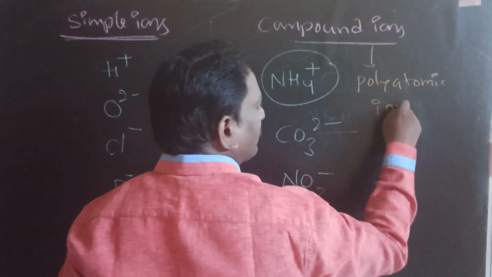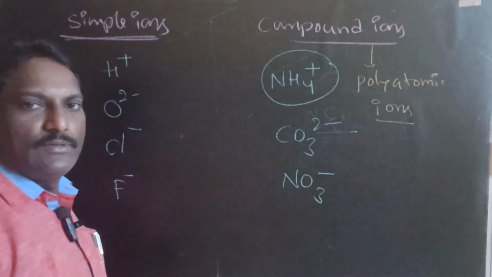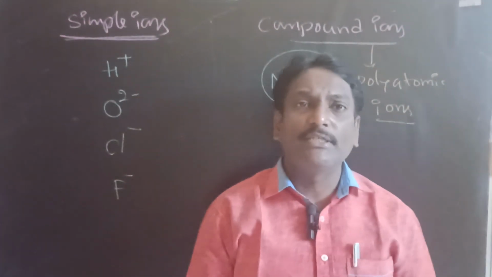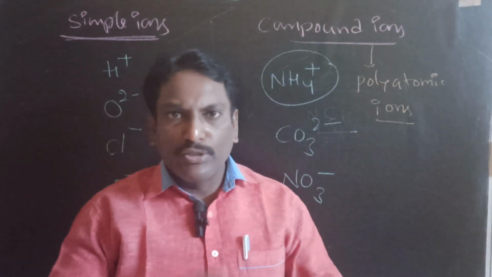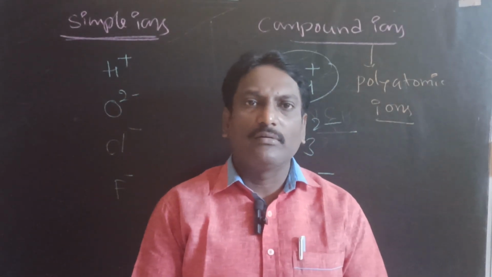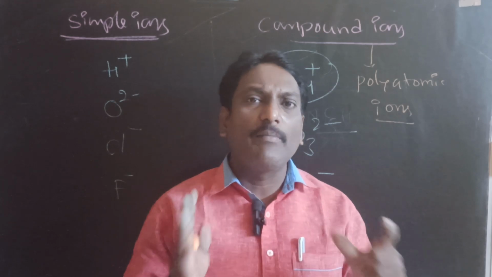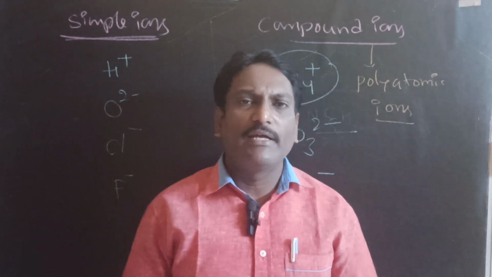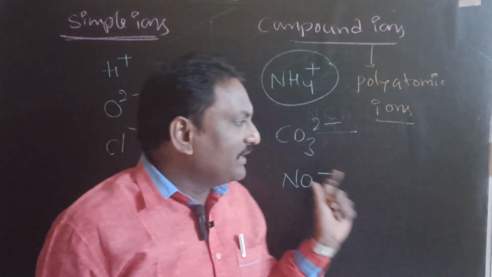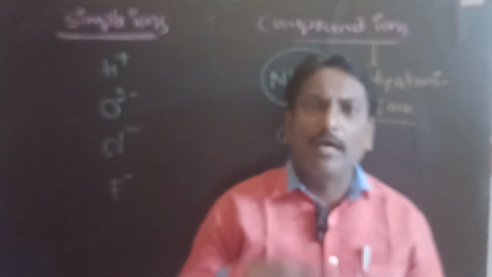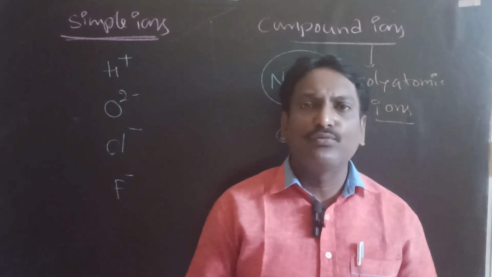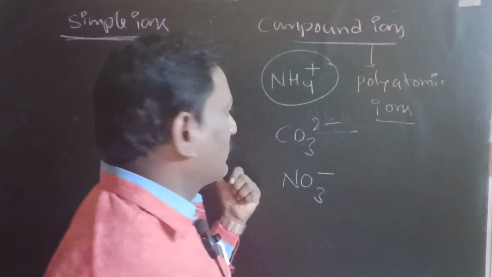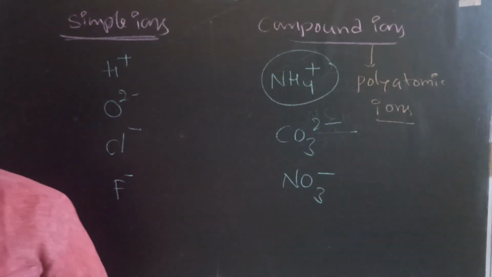Polyatomic ions. So these are the classification of ions based on the charge and based on the atoms. Now let us have a talk. I am going to give some examples of ions: compound ions, cations, anions, simple ions. This list of ions will help you to understand how to write chemical formulas in further sessions.